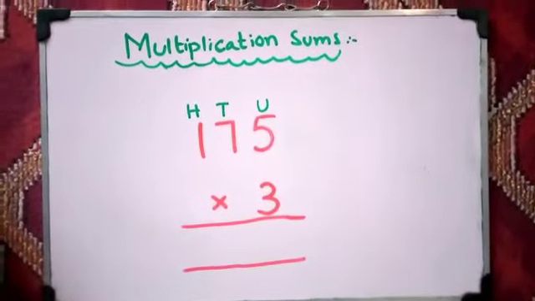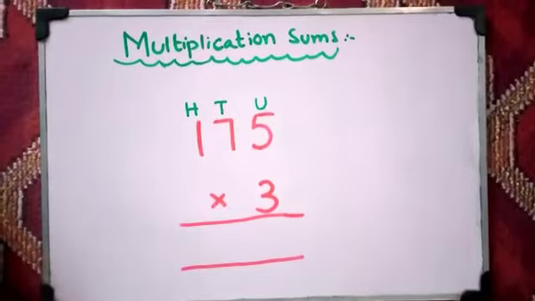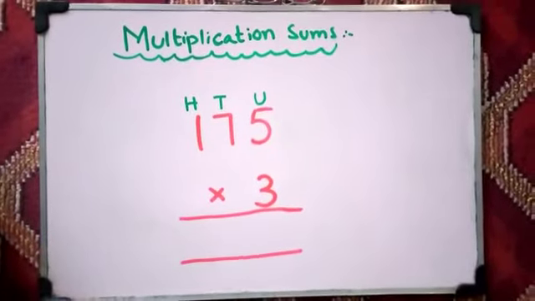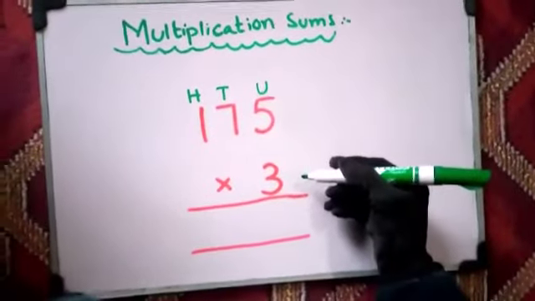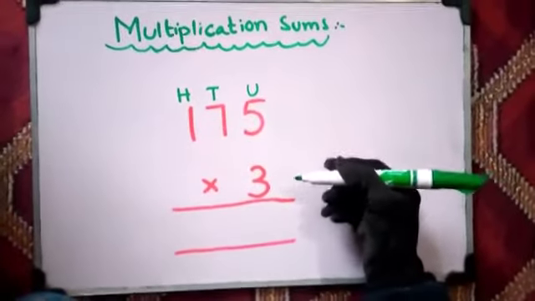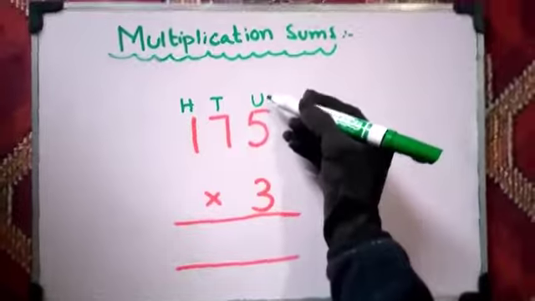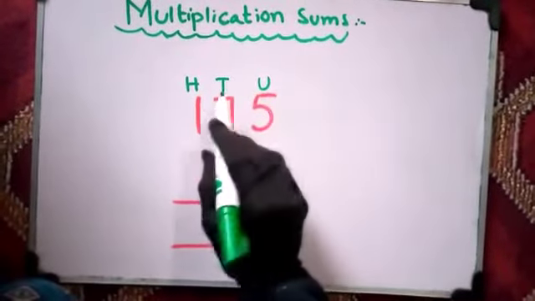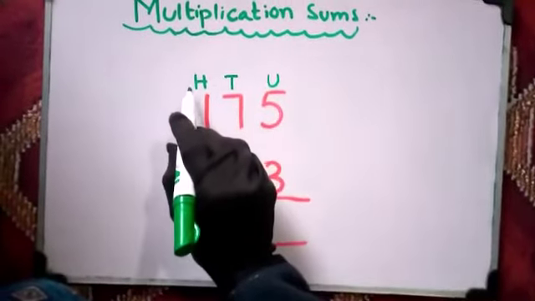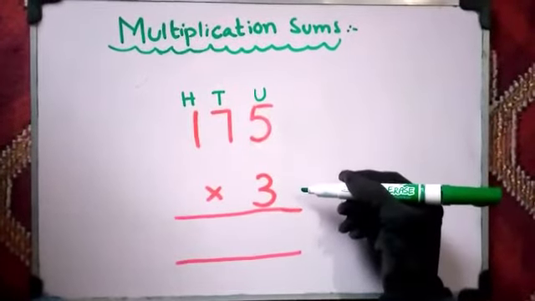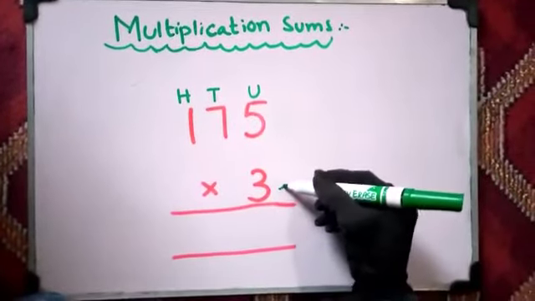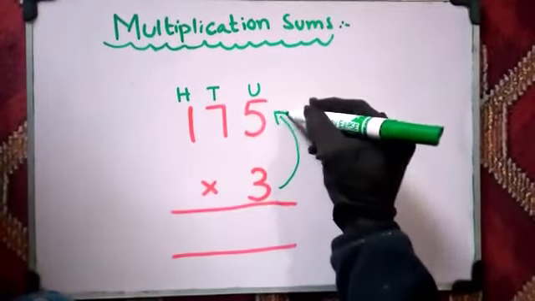Today we are going to learn how to solve multiplication sum. Now let's do one example here. You know kids, it is unit column, it is tens column and it is hundred column. In first step, we multiply the numbers in unit column.